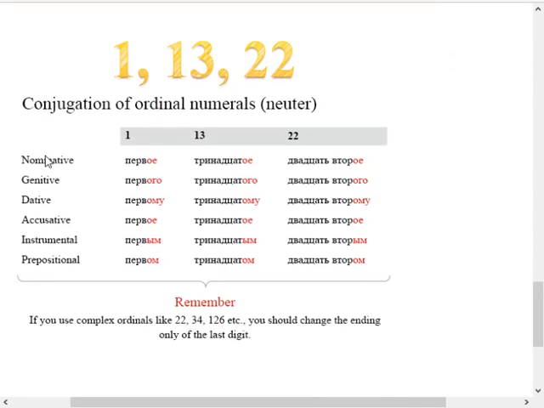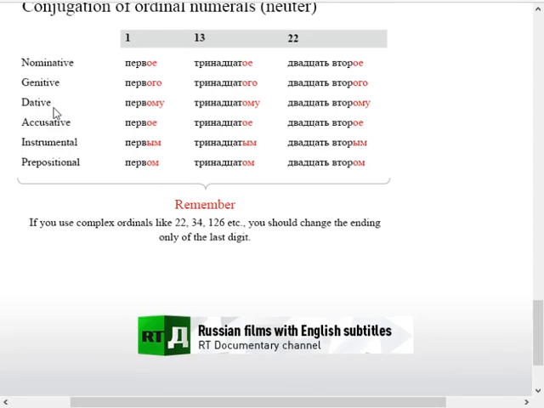Ordinal numbers. So ordinal numbers are like первые. Первые means first. So ordinal numbers are first, second, third, and so on. Instead of 1, 2, 3, it's first, second, third. So those are ordinal numbers.